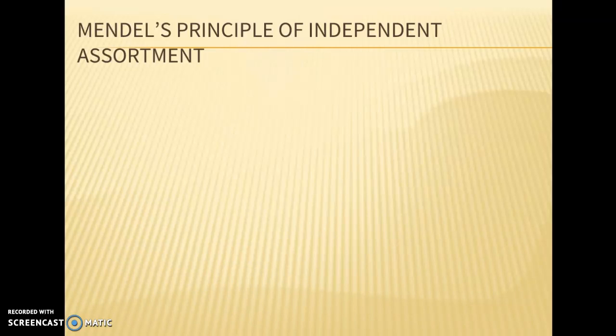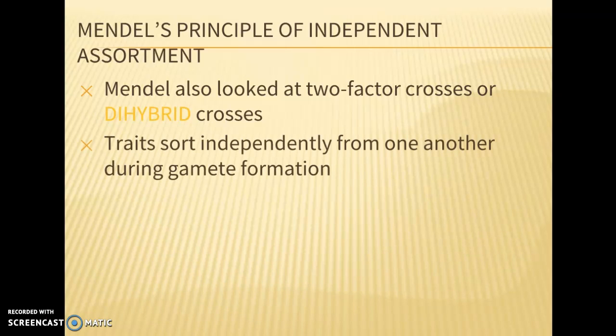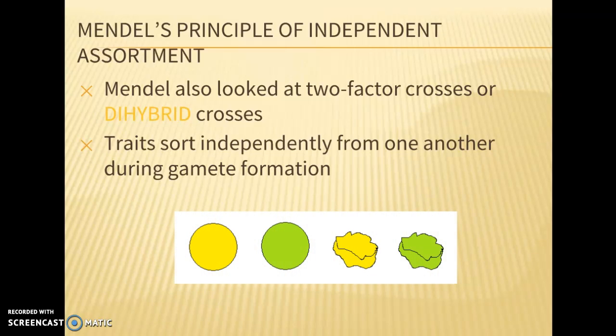So, Mendel's principle of independent assortment: he also looked at not just single factor crosses, but 2-factor crosses or dihybrid crosses. And of course, traits sort independently from one another during gamete formation. That means none of them are linked together. They are independent when gametes are formed. So let's take a look at this example here. We've got peas here, and you can either have a nice round pea or a wrinkled one, or it could also be green or yellow. So let's take a look at this in a bigger form for a dihybrid.